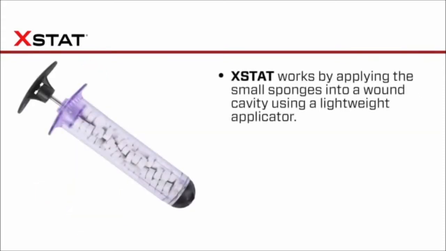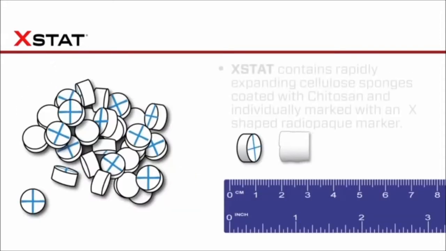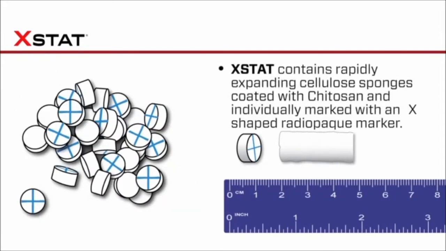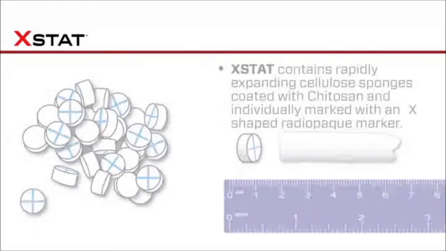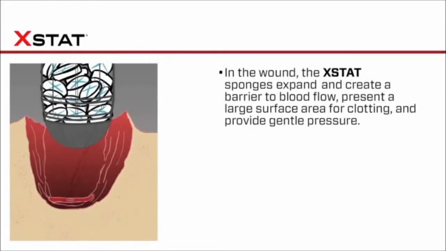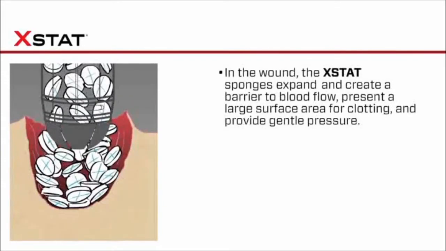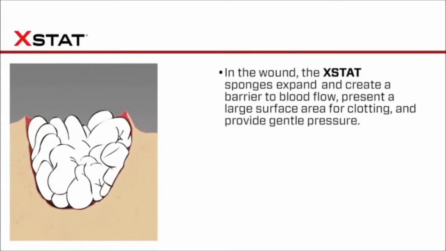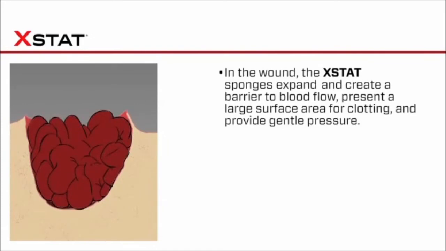XStat works by applying the small sponges into a wound cavity using a lightweight applicator. XStat contains rapidly expanding cellulose sponges coated with chitosan and individually marked with an X-shaped radiopaque marker. In the wound, the XStat sponges expand and create a barrier to blood flow, present a large surface area for clotting, and provide gentle pressure.